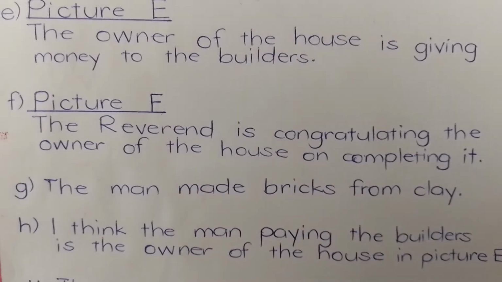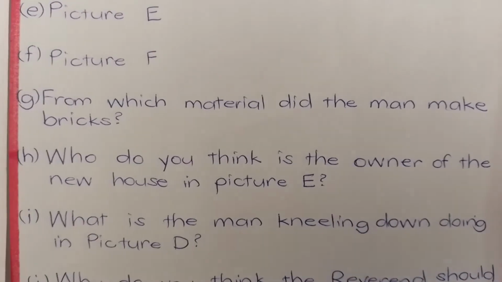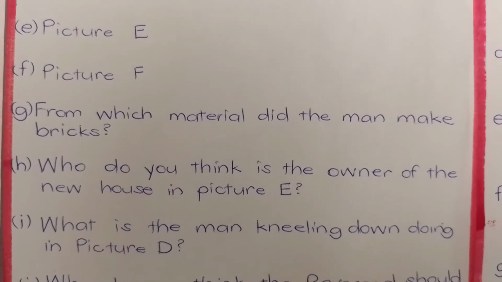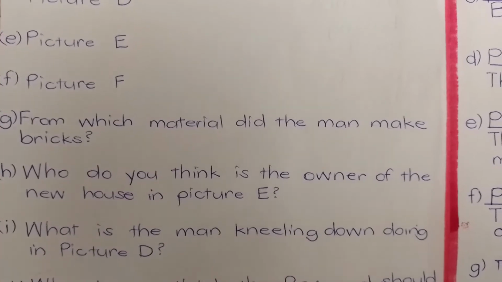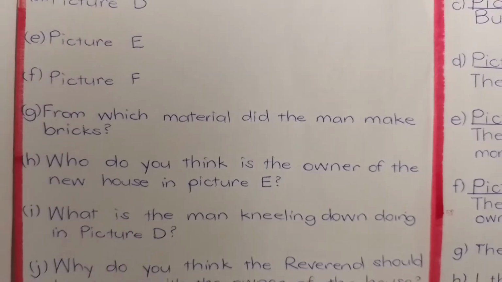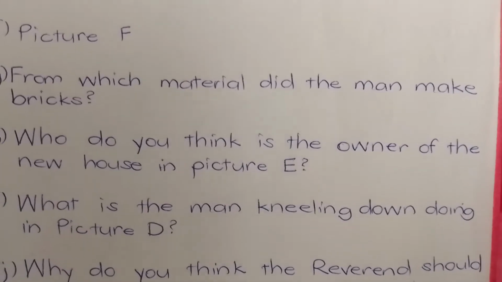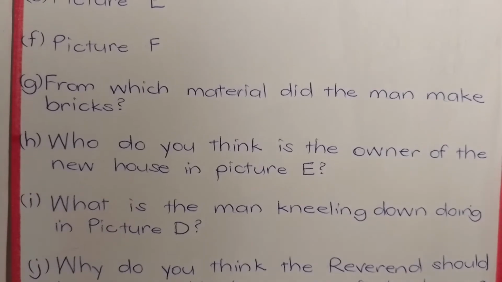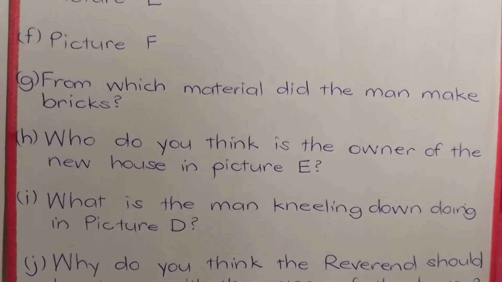Let's go to part G of the same number. From which material did the man make bricks? This question appears in the past simple form, so we are also supposed to bring out our answer in the same tense. What helps us to know that this sentence appears in the past simple form? The helping verb did, which has been given in the sentence, helps us to identify that the sentence appears in the past simple form. So this tense marker did affects the main verb make to be changed to the past simple form, and make changes to made.